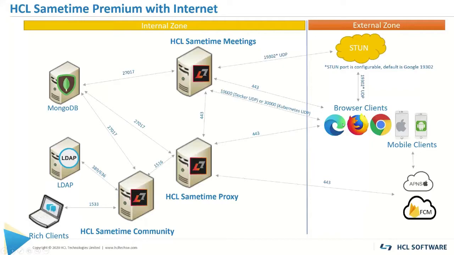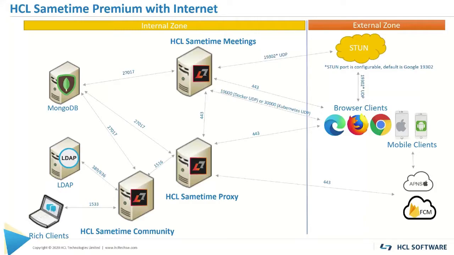From a meeting audio and video stream perspective, all of that information to the browsers is sent over UDP ports, 10,000 for the Docker, 30,000 for Kubernetes, and that's the only two ports you need to open to the meeting server from your clients. And that makes it much simpler than it used to be. We used to have to deal with SIP and a few other things. So it's very simple to deploy this and to get it working through your firewall.